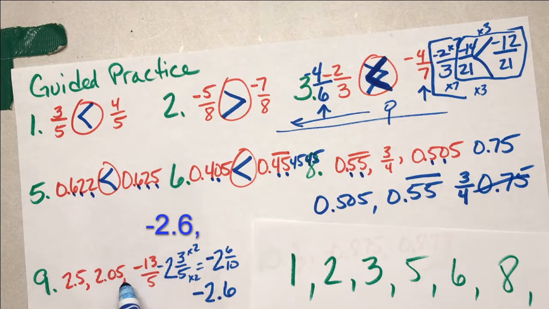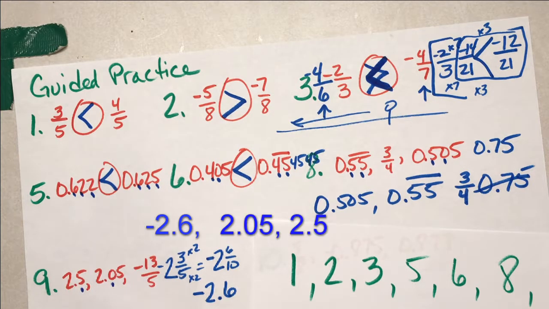Then I have to compare these two. Our first digit is 5, and 5 is bigger than 0. So this is our biggest number. This is our medium number, 2.05, then 2.5.